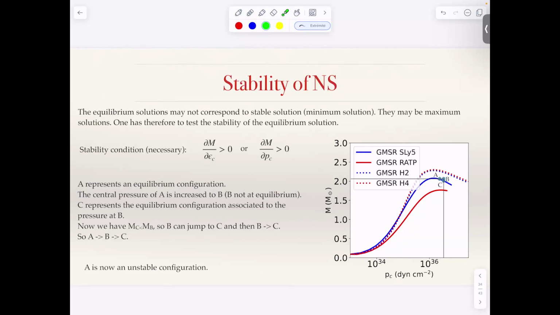Yeah, I wanted to simplify a little bit and not enter too much into it, especially because this is just a necessary condition. The question of the stability of stars is a very important question, and it can be more complex than just this simple picture.